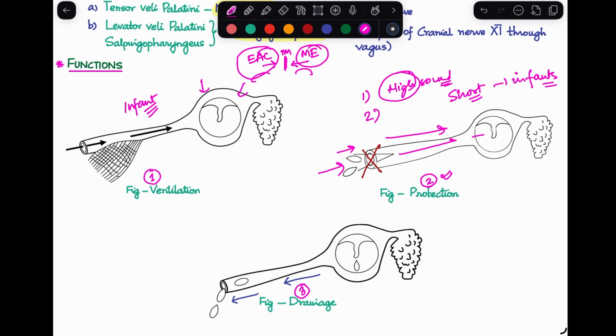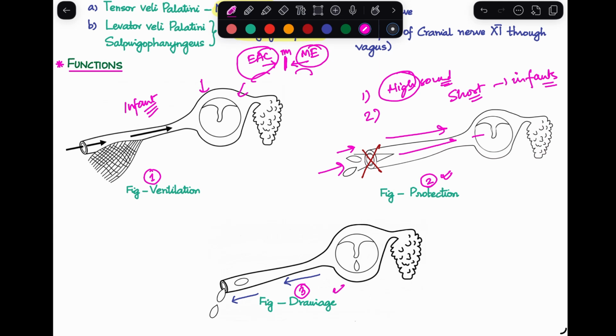And the high pressures in the nasopharynx can also force the nasopharyngeal secretions into the middle ear, like when you are forcefully blowing your nose, or in case of bilateral nasal obstruction that you see in case of adenoids.